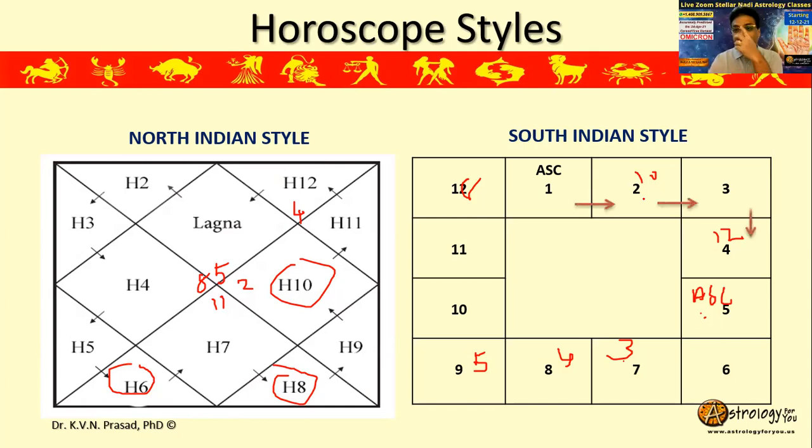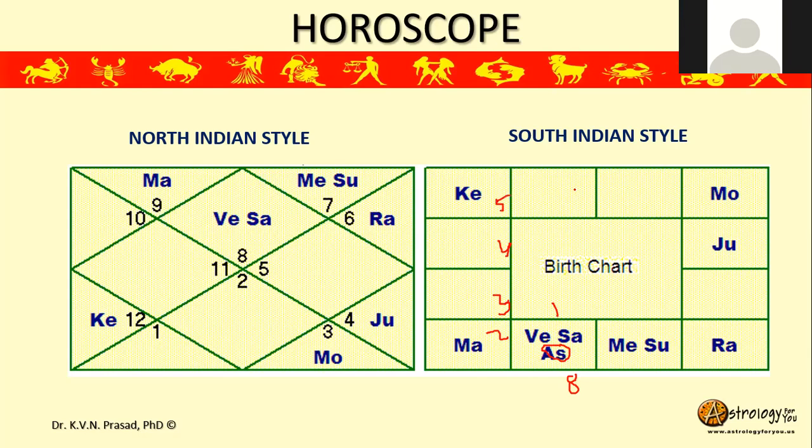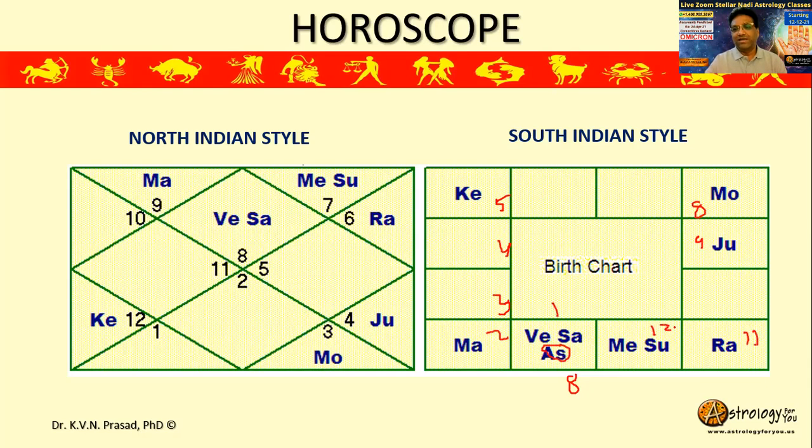So this is clockwise direction. See here, this is an example. Since you are familiar now, this is South Indian style, and this is the ascendant. The ascendant is Vrishchika sign, the 8th sign. This is house number 1, 2, 3, 4, 5, 6, 7, this is the 8th house, 9, 10, this is 11. I'm just writing whatever planets are here.